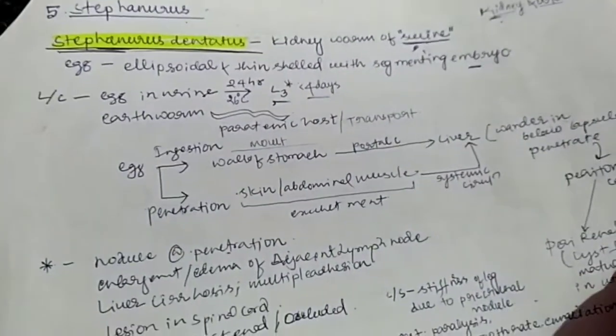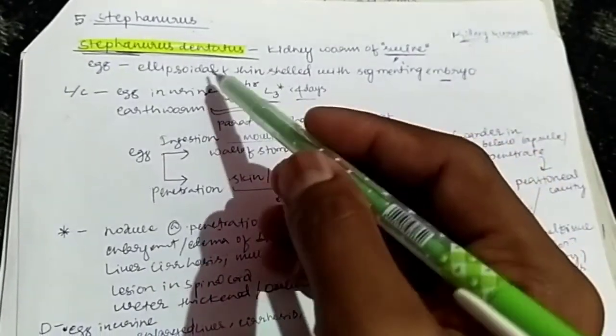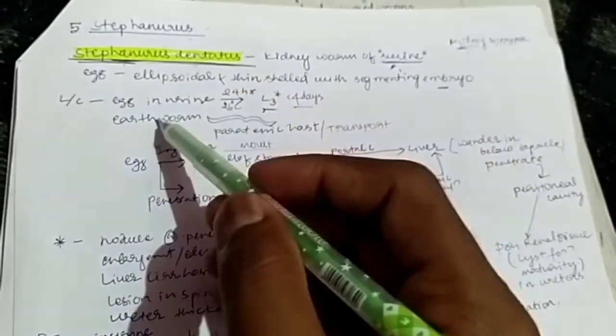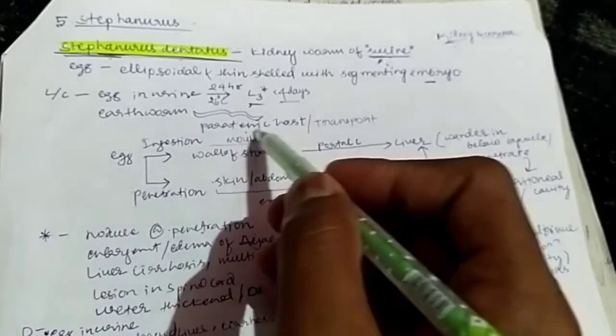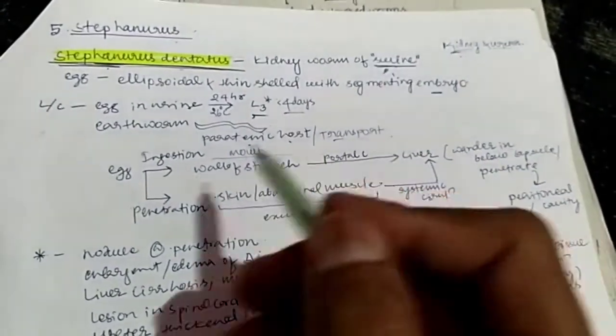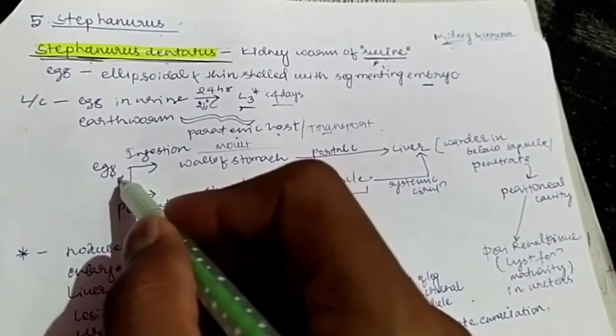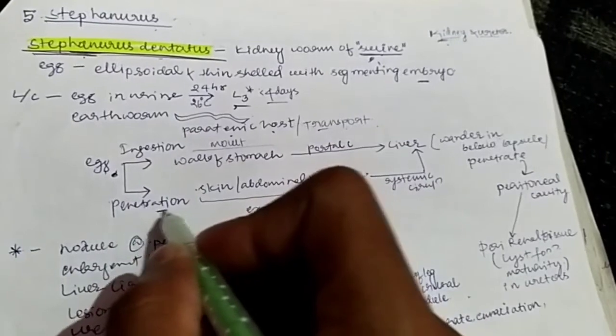Now, for Stephanurus dentatus, earthworms act as a paratenic host or transport host. Now let us come to the mode of infection. The infection is mainly by penetration.